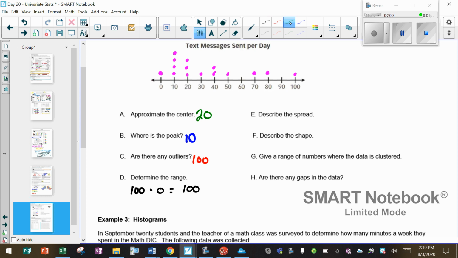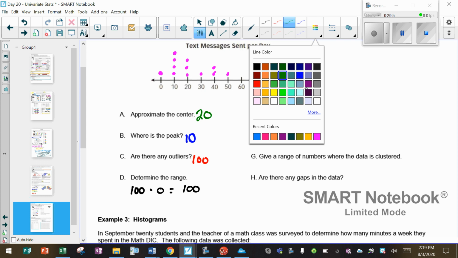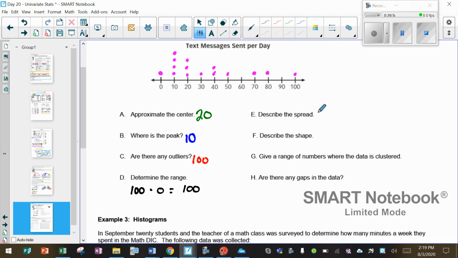So this is pretty widespread because we see numbers a lot in the 10s and 20s, a little group over here in the 40s, but we also have a bunch of numbers 70, 80, and 100. So this is a large spread because the numbers are spread out across a lot of values, a large range.